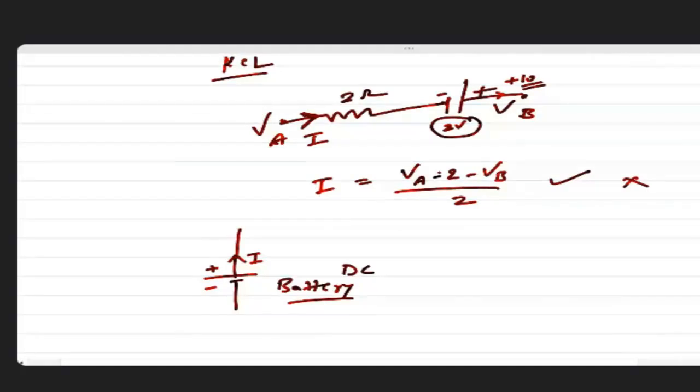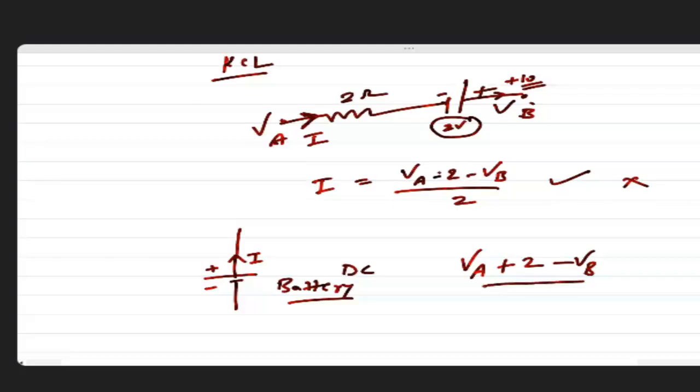This is the plus terminal. The current is releasing because this is a series circuit. The direction is the same here. So this battery follows its property. So we can write VA minus, not minus, plus 2, and here this is VB. The current is terminating here. So minus VB upon 2. This is the correct equation of current for this particular line. So this is the concept we have used.